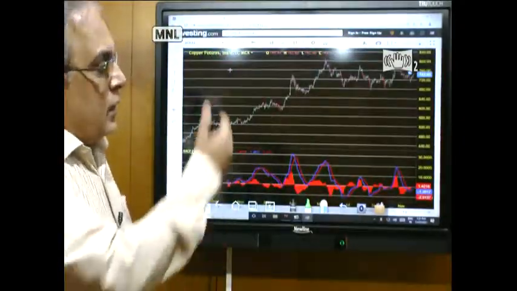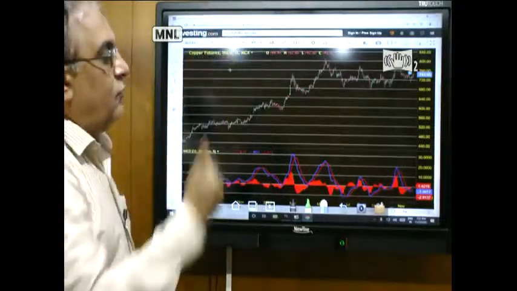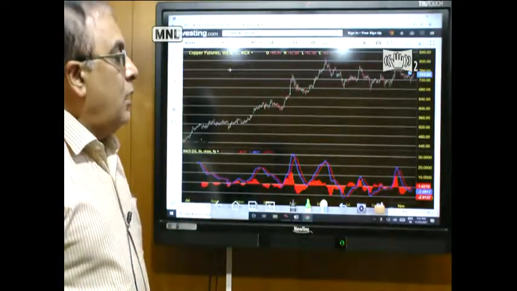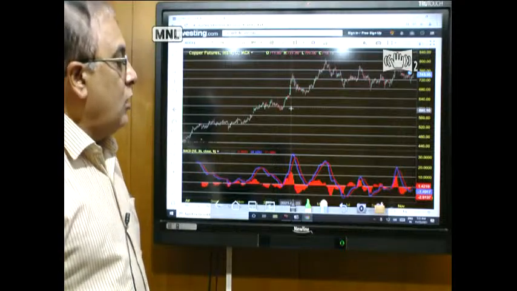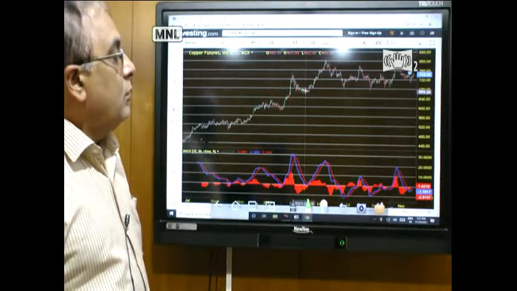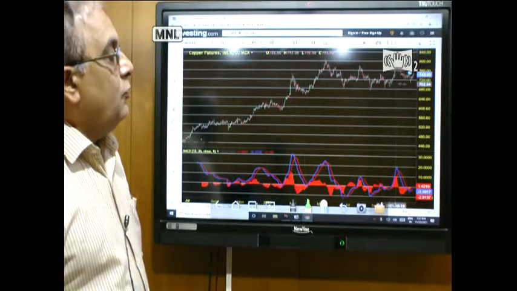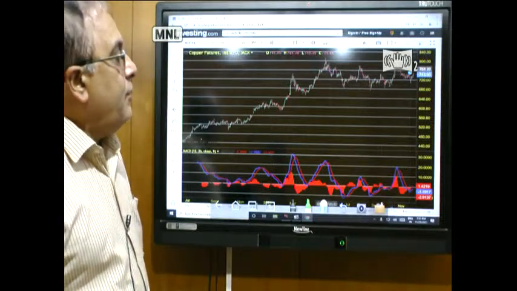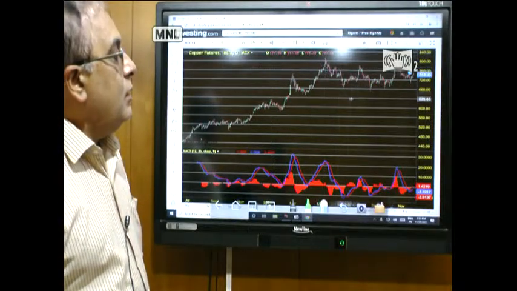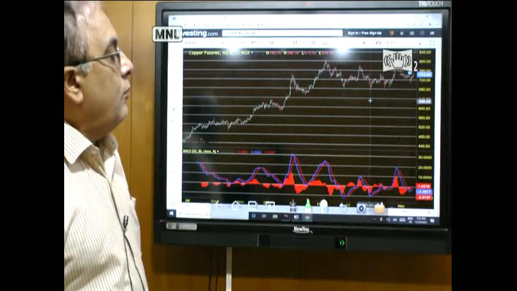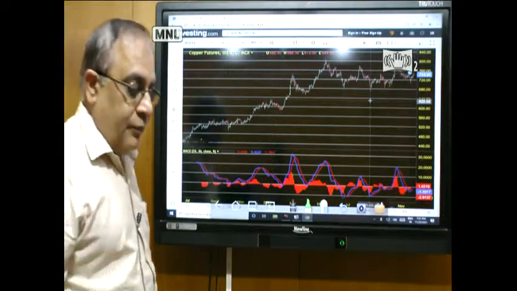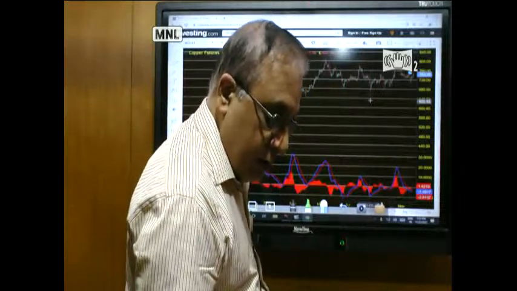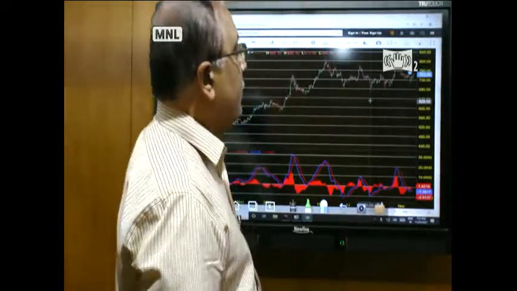So MCX copper, I think the look is very similar to our international copper. We have a very strong support here. This is a very important support. Now this is proving to be an important support, right? From this level, the move has been 812 to 673. So 812 minus 673, it is 139 points.